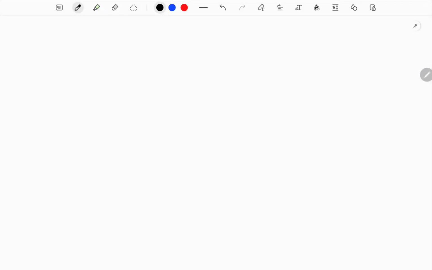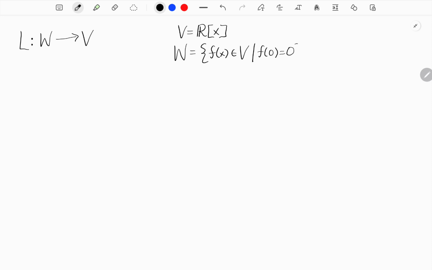So here we have a transformation L that maps elements from W to V, where V is equal to the set of polynomials with real coefficients, which is also a vector space, and W is equal to the set of all polynomials with real coefficients f of x in V, such that f of 0 is equal to 0.